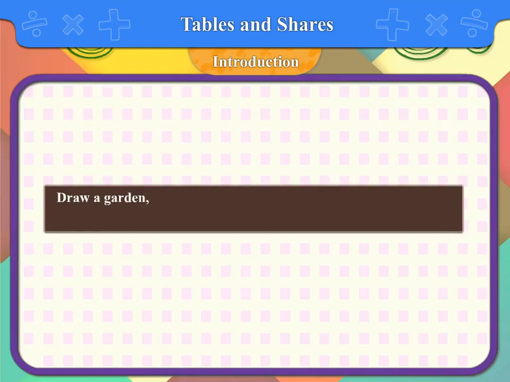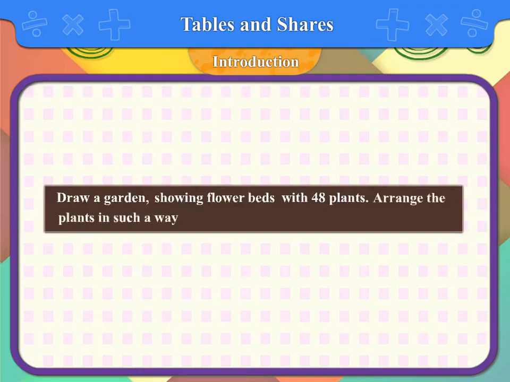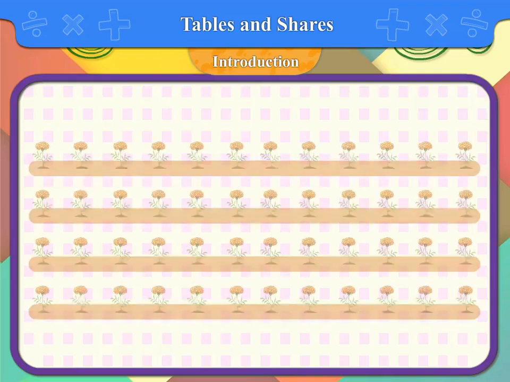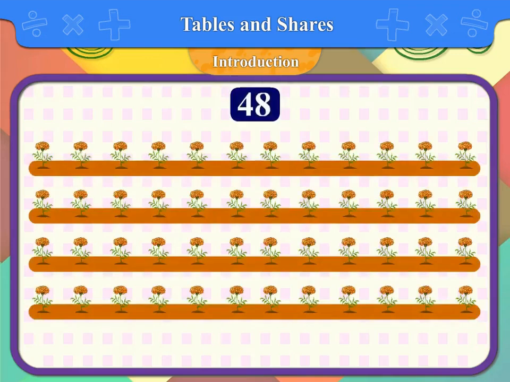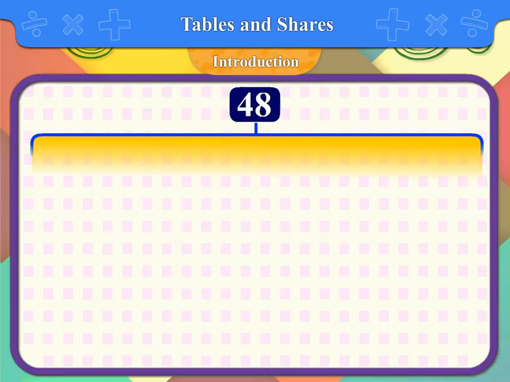Draw a garden showing flower beds with 48 plants. Arrange the plants in such a way that each row has the same number of plants. Come on, let's see how to arrange these plants. First, we will check in which table does 48 appear. 48 is equal to 6 into 8.